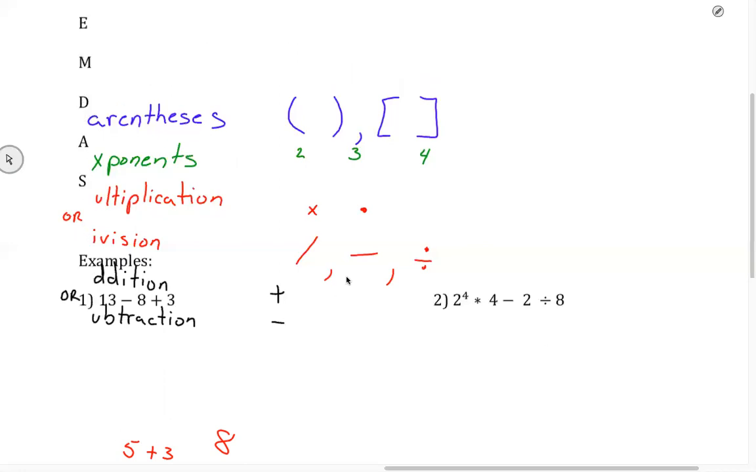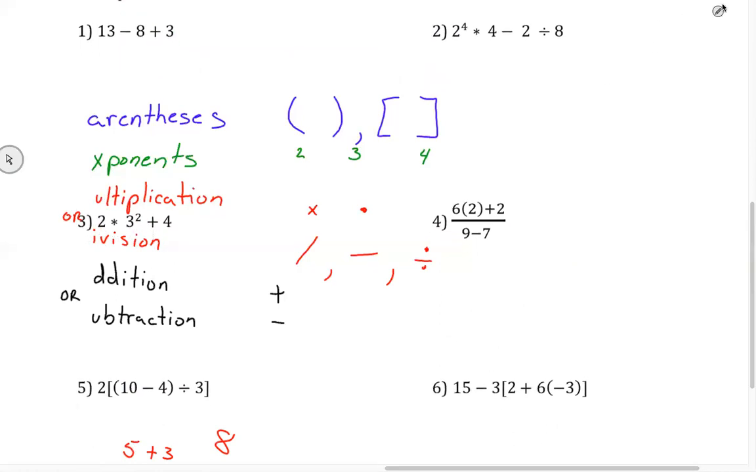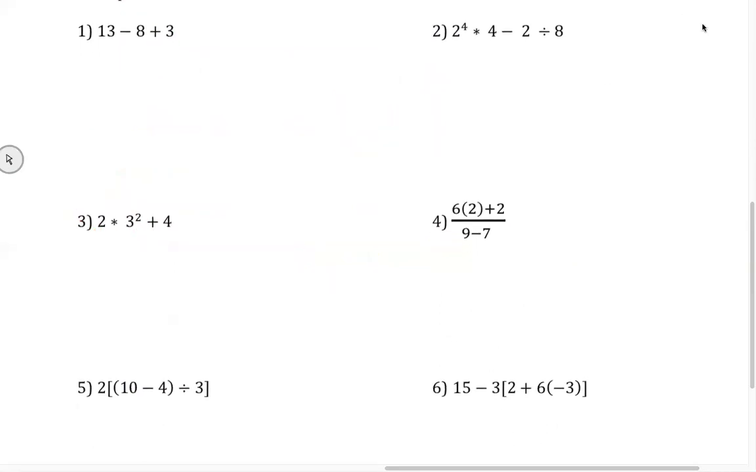All right, now I'm going to move this up. Neve, do you know what 2 to the 4th power is? That's 16, because that's 2 times 2, that's 4 times 2, that's 8 times 2 is 16. So with this problem, we're going to start with the exponent. So we're going to write our work out. So 16 times 4 minus 2 divided by 8.